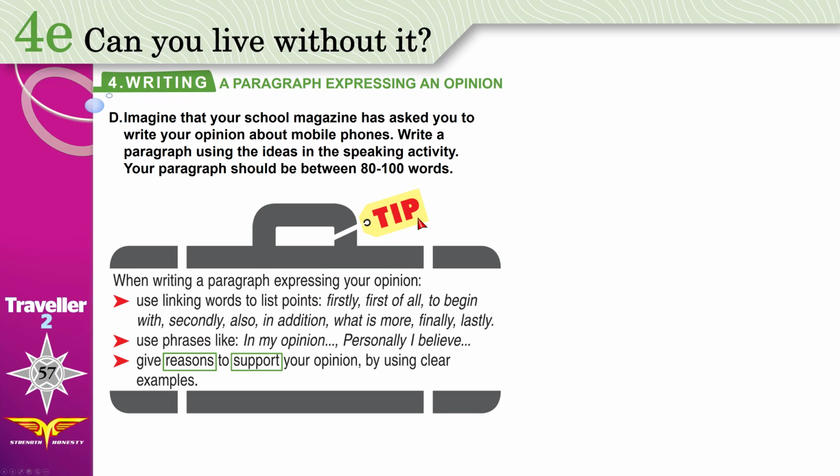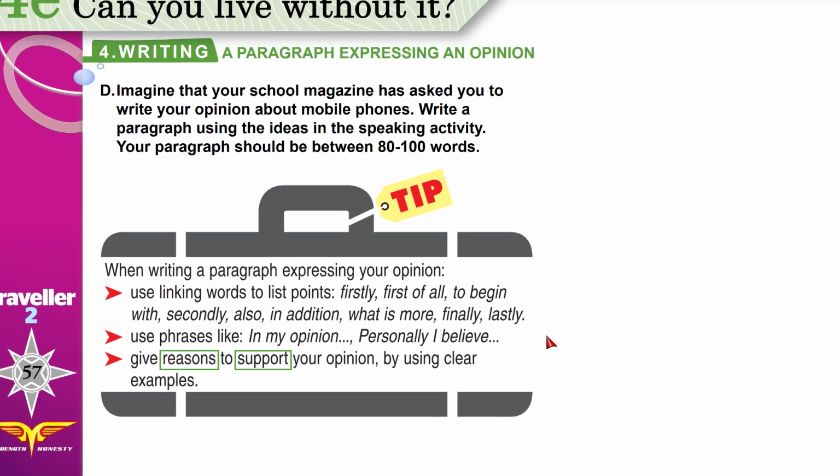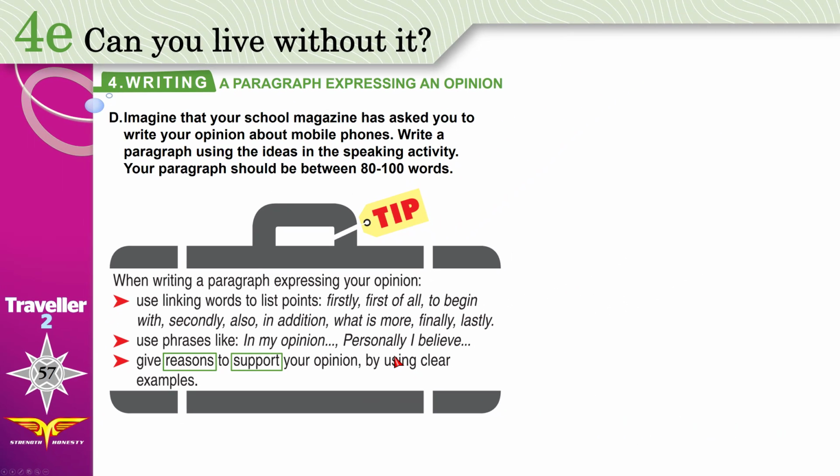And here is a tip for you before you start. When writing a paragraph expressing your opinion, keep in mind that you should use linking words like first of all, to begin with, secondly, also, in addition, what is more, finally, lastly, to list points. Don't say 1, 2, 3. No, use these. Use phrases like, in my opinion, personally, I believe. Give reasons, causes, to support your opinion. To assist your opinion by using clear examples. Give clear examples. Now, I will show you the paragraph I wrote. Don't copy it. You can write your own paragraph.